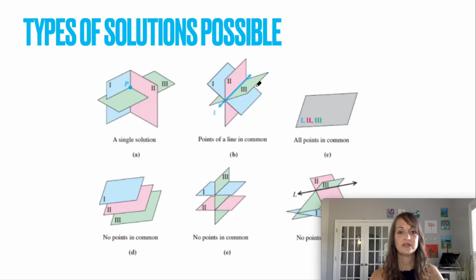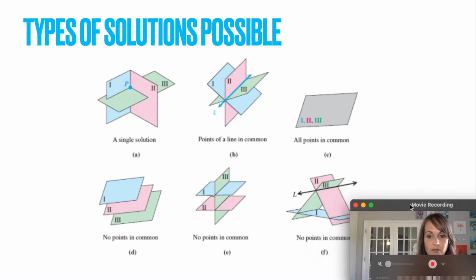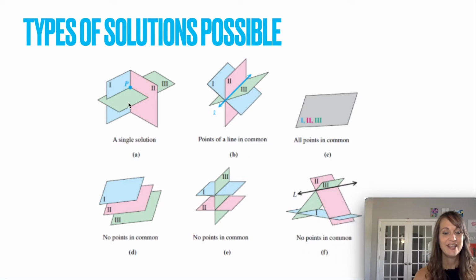Now, there are a couple of different types of solutions that are possible in this case. So I'm going to move myself over to show you. There is a single solution, which we just described. There is a single point in space where all three of those planes basically crisscross. There is another instance where they cross so that an entire line is in common, or all three planes could actually be sitting on top of each other.